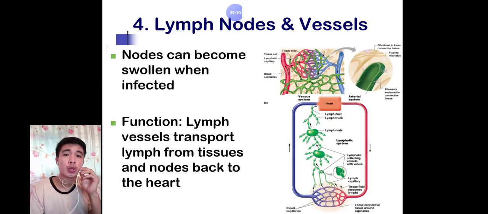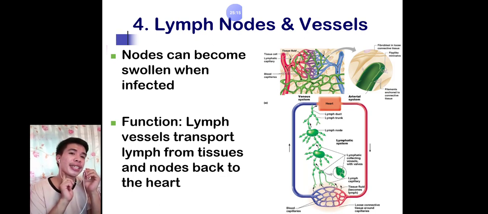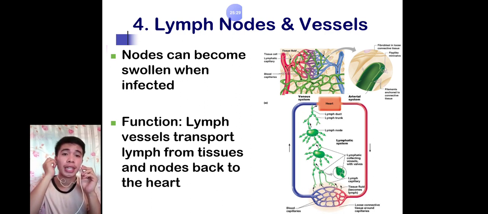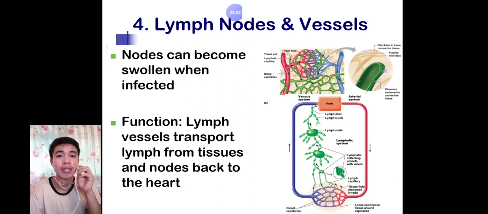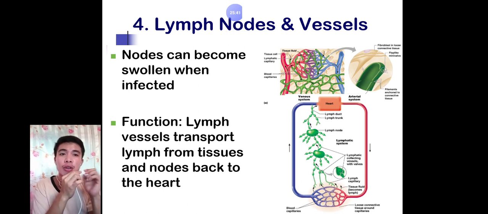Lymph nodes and vessels. Nodes can become swollen when infected. Kung mapapansin natin dito sa part, once na infected ang ating nodes, namamaga ito. Ayan, burot siya no. Diri sa atong bugan, sa atong ilok, and diri dapit. So, the function of the lymph vessel is transport lymph from tissues and nodes back to the heart. I know na naminaw mo sa discussion ni Mr. Gozon and na-explain niya ni og tarong and nakasabot pod for sure.